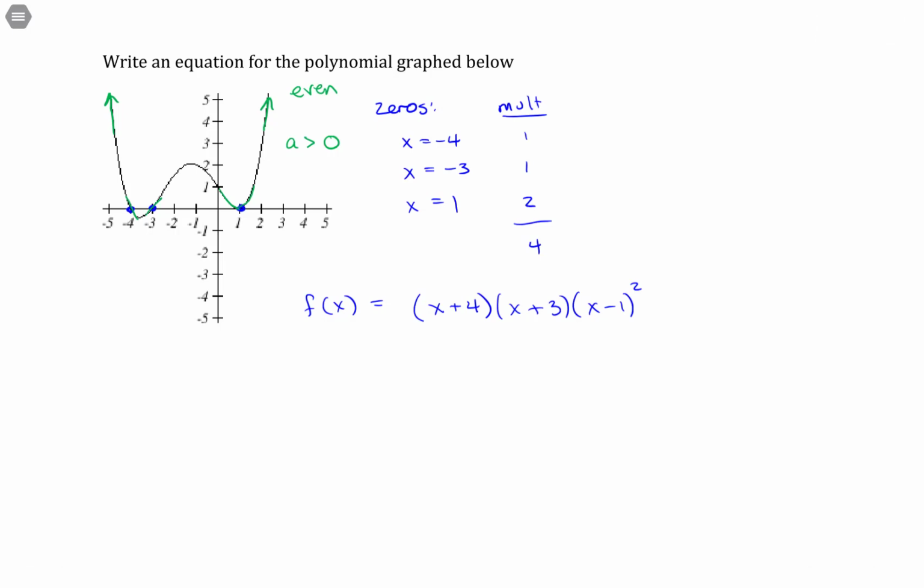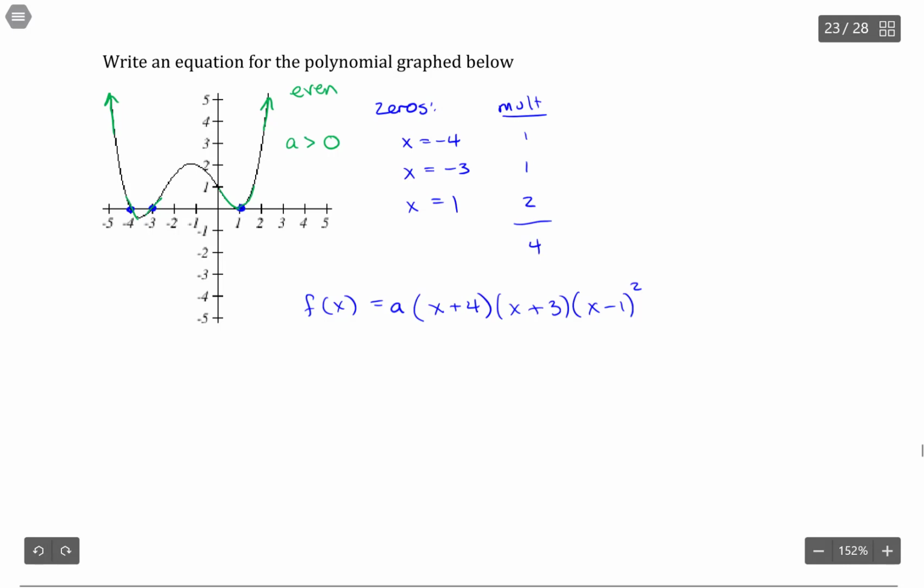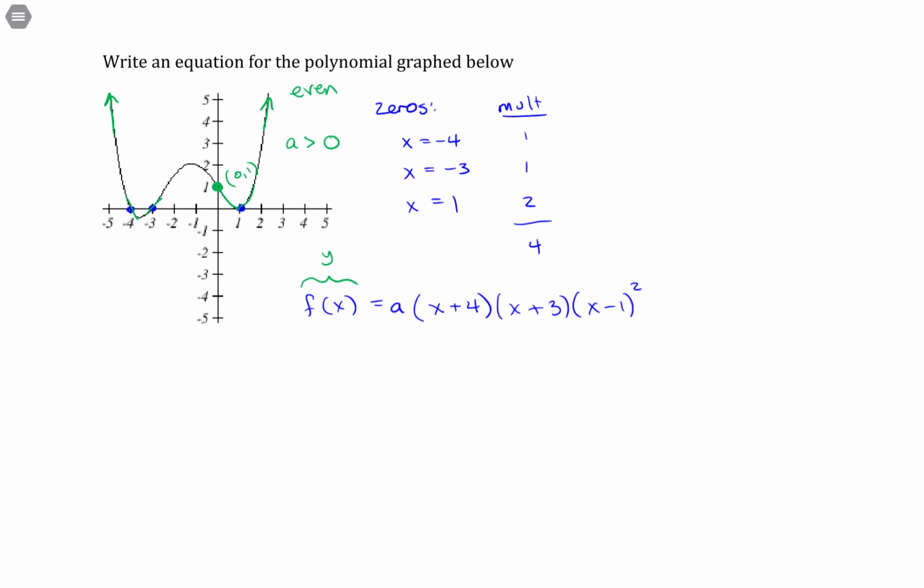The last thing to figure out is the leading term coefficient. And to figure out the leading term coefficient, all we do is just put a value in for that leading term coefficient and use some point on the graph that's relatively easy to see and solve for the leading term coefficient. So for instance, I can pretty easily see this y-intercept here, which is located at the point (0, 1). And so the f of x value is y, so I'll just replace that with 1.